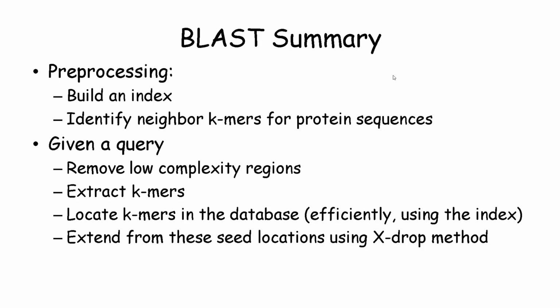When we are searching for a query sequence, the low complexity regions in the query are masked out, so they don't affect the alignment search and scoring. The k-mers are then extracted from the query. For proteins, this list is enriched with neighbor k-mers. The locations of these k-mers in the database are determined using the index that was created in the pre-processing stage. These k-mer locations are filtered such that only multiple k-mers in close proximity are considered as seeds.